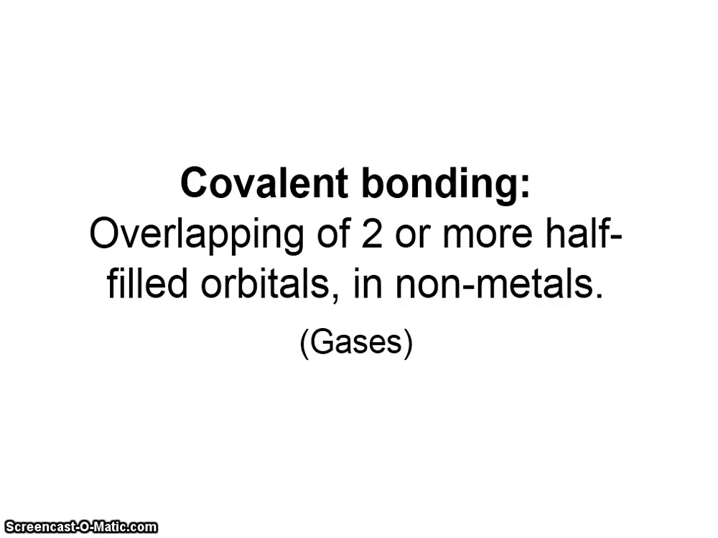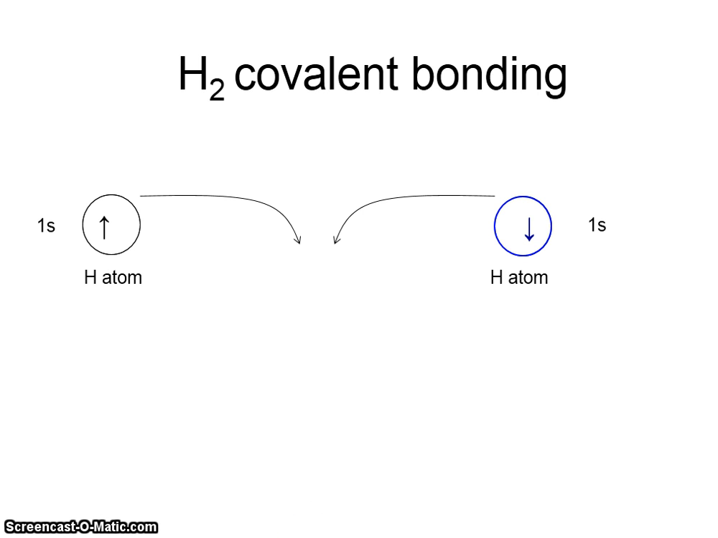Mr. Oosthuizen here with covalent bonding. It's the overlapping of two or more half-filled orbitals in nonmetals, and this show is about bonding in gases specifically. We are going to look at the formation of the diatomic molecule for hydrogen consisting out of two hydrogen atoms.